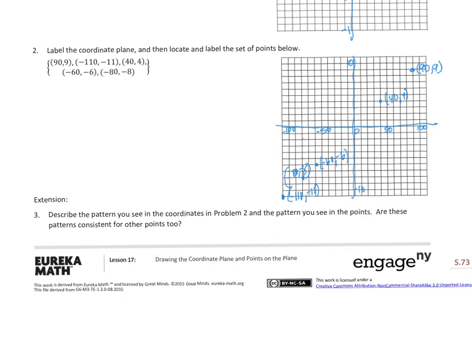And then on 3, the extension, it says, describe the pattern you see in the coordinates in problem 2 and the pattern you see in the points. Are these patterns consistent for other points too? Well, let me go in and just, I wonder if this would help. If I go this dot and this dot and this dot, those seem to be kind of lined up. And this dot and this dot. Kind of. If I put a straight edge down there, I think there's a line that can go through that.